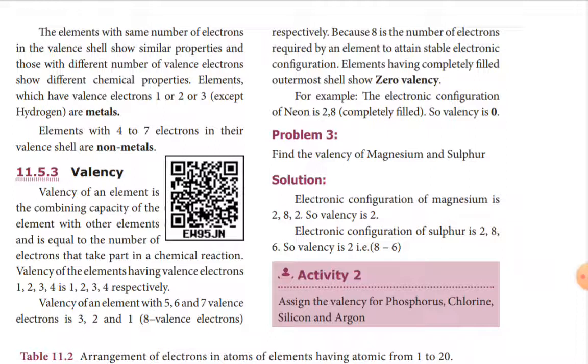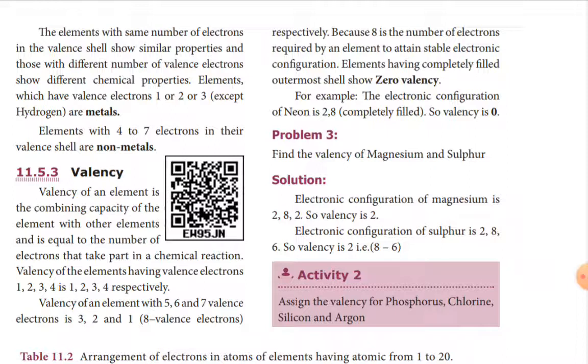Similarly, you can find the valency of magnesium and sulfur. Take your notebook and write the symbol of magnesium: Mg. The atomic number of magnesium is 12. Atomic number means the total number of protons or the total number of electrons. So for magnesium, atomic number 12, you have to distribute these 12 electrons in the energy levels K, L, M.